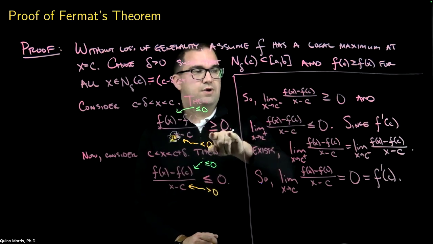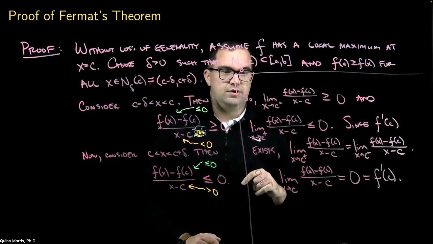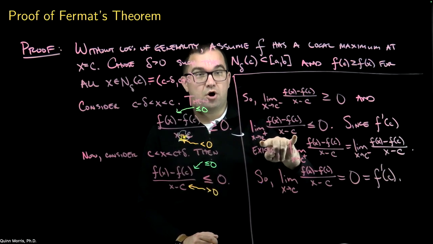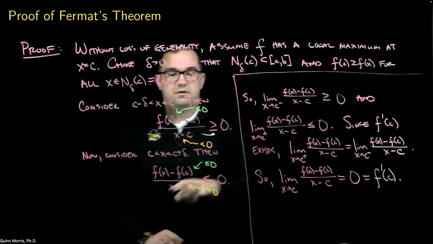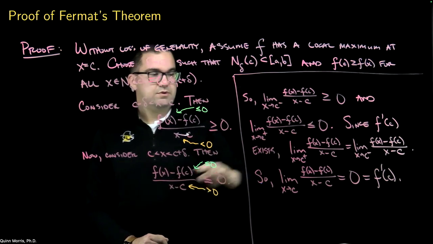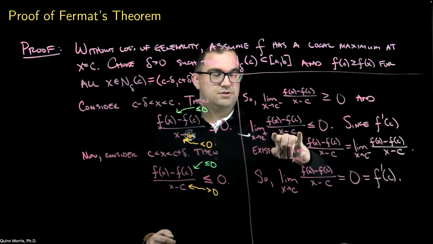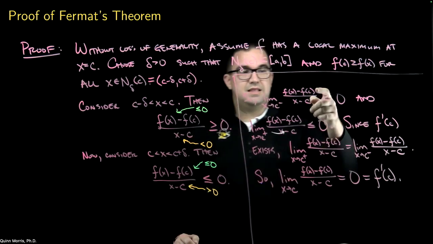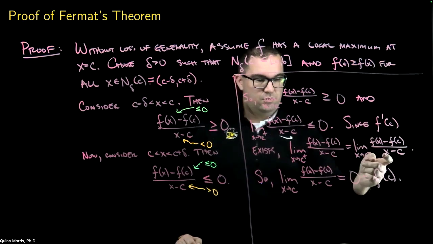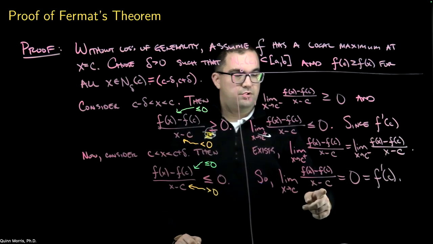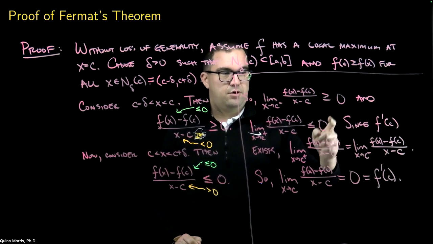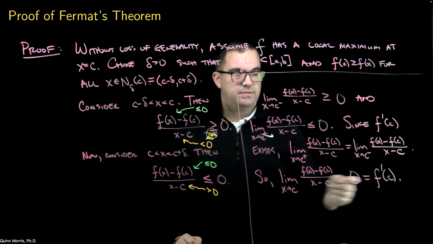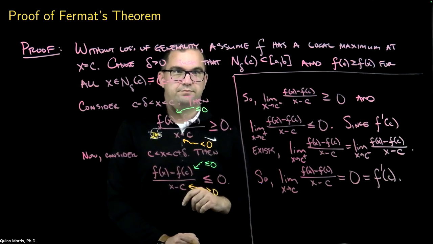And since each of these is greater than or equal to 0, the limit must be greater than or equal to 0. Similarly, this limit must exist because the function is differentiable. Now I know that each of these is less than or equal to 0, so the limit of a bunch of things that are less than or equal to 0 must be less than or equal to 0. Now, furthermore, since the limit exists, the limit from the left and the limit from the right must be equal to each other, and therefore they both have to be 0. That's the only way both of these could be satisfied and be equal to each other, and therefore the derivative is 0. Okay.